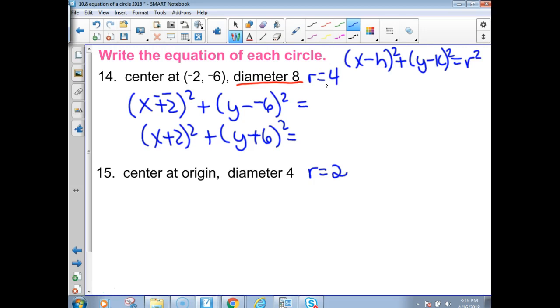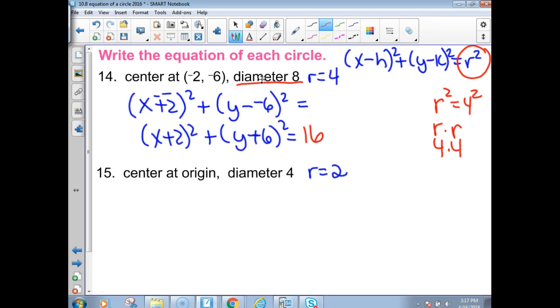The radius is 4, but what's the formula say? No. Okay, and that's what I want to clarify. Hold on. It's okay. Just let me explain. You're probably not the only one. That does not mean 2 times r. R squared means r times r. So if your formula has 4 as a radius, you have to square it, or do 4 times 4. So what goes here? What's 4 times 4? 16.